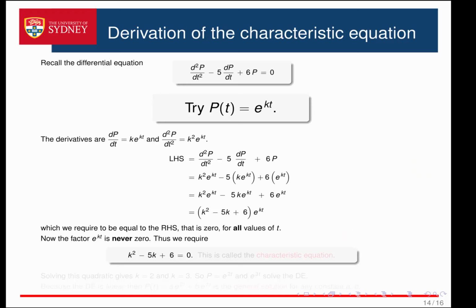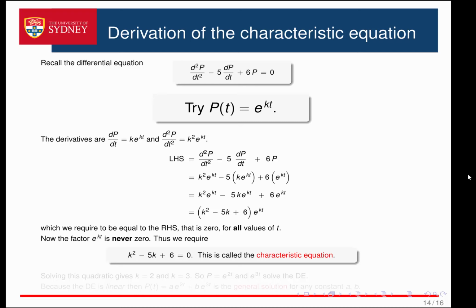So the only way that p of t equals e to the kt is a solution to the DE is if we can find values of k that make the special combination k squared minus 5k plus 6 equal to 0. For this reason, this special quadratic is given its own name: the characteristic equation.